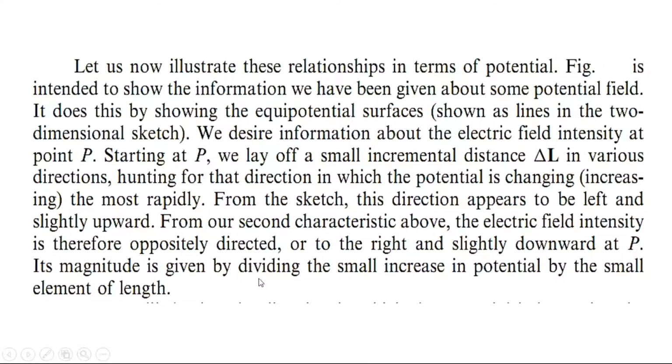Its magnitude is given by dividing the small increase in potential by the small element of length. इसका मैग्नीट्यूड हम किस तरह फाइंड आउट करेंगे? बाय डिवाइडिंग द स्मॉल इंक्रीज इन पोटेंशियल. मतलब जितना हमने स्मॉल लेंथ लिया हुआ है और उसी लेंथ के अलॉन्ग जितना स्मॉल इंक्रीज आ रहा है, तो उसी इंक्रीज को जो हम उसी लेंथ पे डिवाइड कर लेंगे, it will give us the magnitude of the electric field intensity.